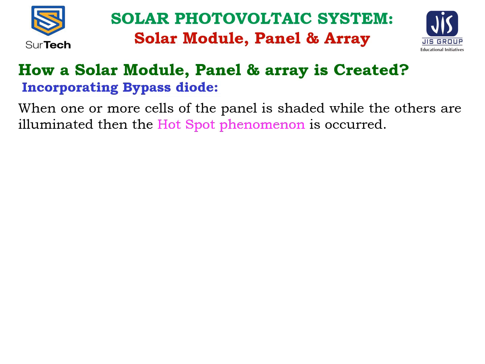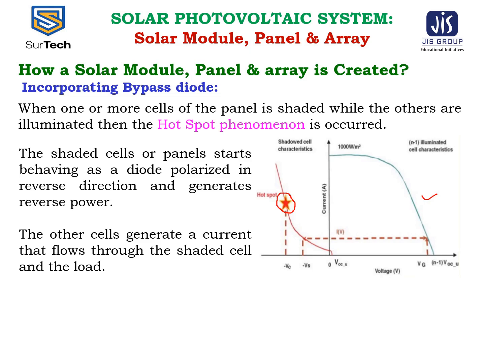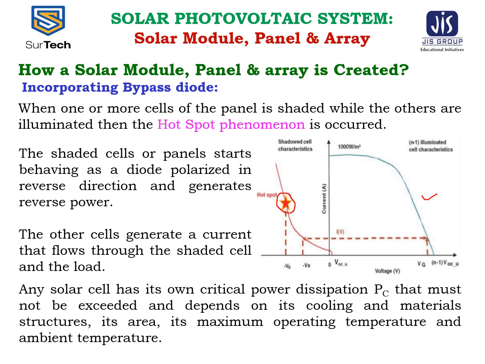When one or more cells of the panel is shaded while the others are illuminated, then the hotspot phenomenon occurs. The shaded cells or the panel starts behaving as a diode polarized in reverse direction and generates the reverse power. This is the hotspot region and this is the hotspot characteristics when the cells are in shadow, and this is the normal illuminated cell characteristics. So the other cells generate a current that flows through the shaded cell and the load.